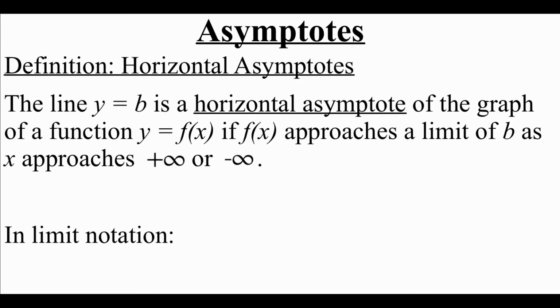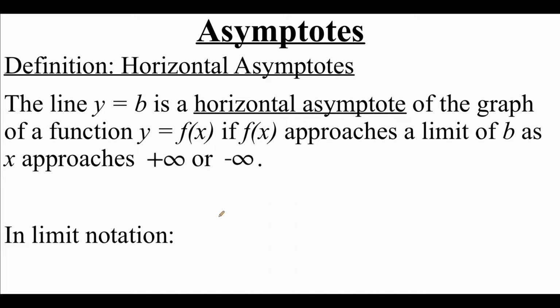So we're going to look at a more formal definition of what a horizontal asymptote is. The line y equals b is a horizontal asymptote for the graph of our function y equals f of x if our function values, our y values, approach a limit of b as x approaches positive infinity or negative infinity. What that means is that our graph is approaching a specific b value, a specific number, as we work our way out to the right towards positive infinity and as we work our way to the left towards negative infinity.